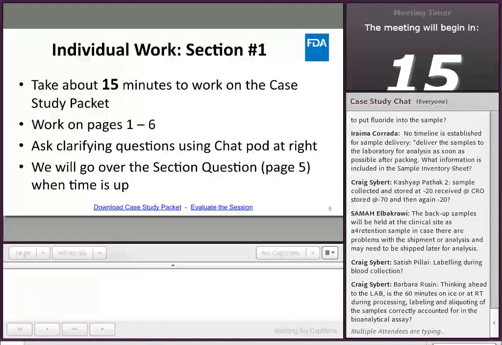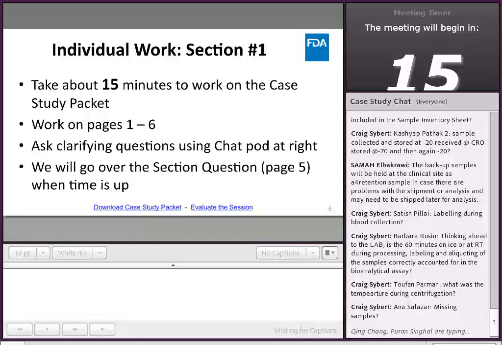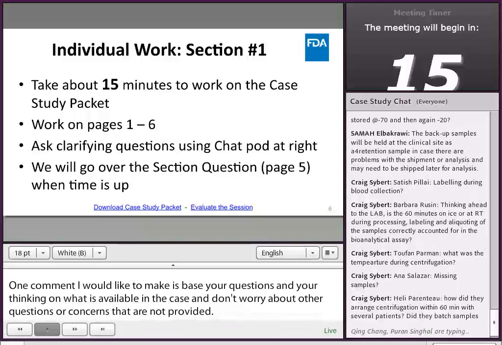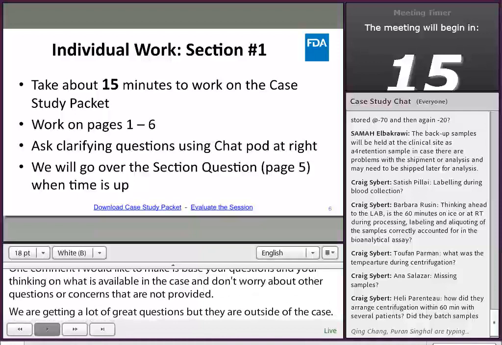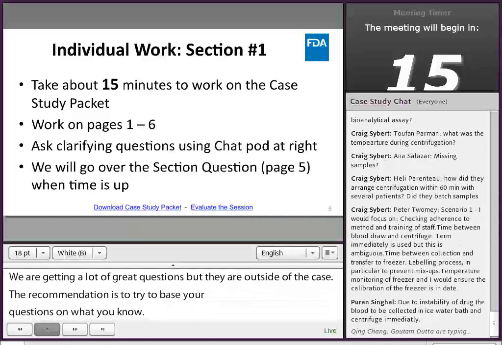and your thinking on what is available in the case. And don't worry about other questions or concerns that are not provided. We're getting a lot of great questions, but they're outside of the case. So the recommendation is try to base your questions on what you know. The other thing you can do is you can look at the question and try to look through the materials. That way you might be tailored towards what the question is asking you to do.